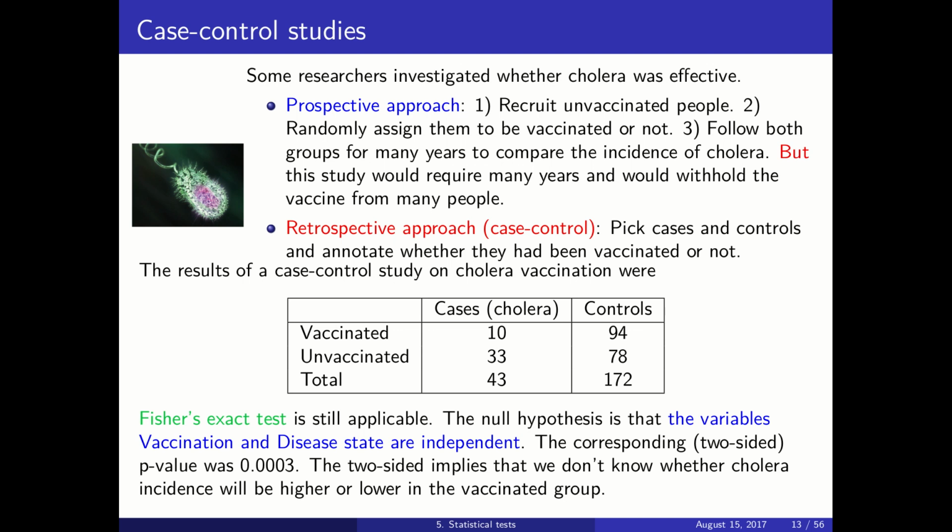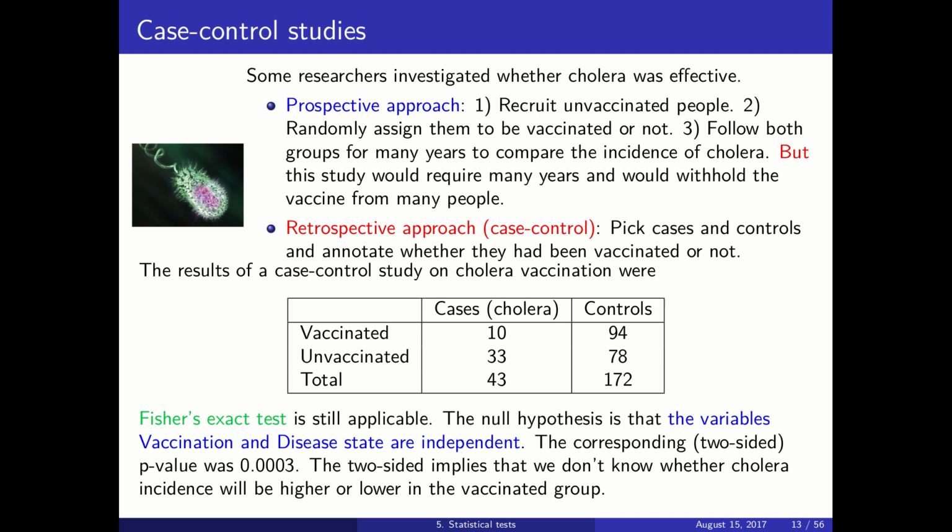So you may end up with a table something like this. You have cases, those with cholera, and 10 of them were vaccinated and 33 were unvaccinated. And in the controls, these controls didn't have cholera, 94 of them were vaccinated and 78 were not vaccinated. So you can still apply the Fisher's exact test.